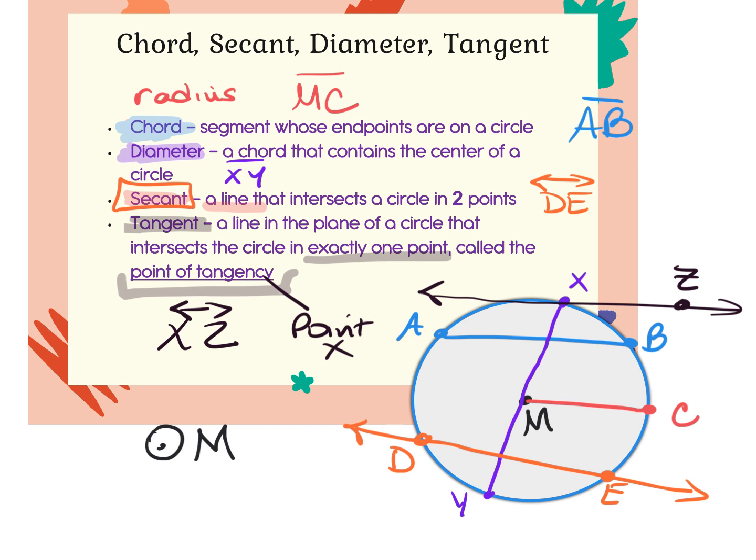Now we're also going to see secant segments and tangent segments. But whenever they ask you to identify a secant or a tangent without the word segment after it, they're referring to a line, because by definition, a secant is a line and a tangent is a line.